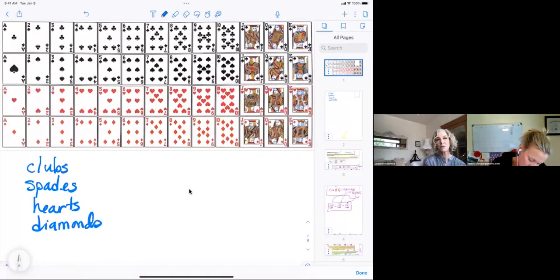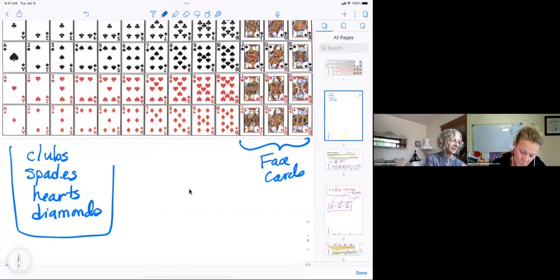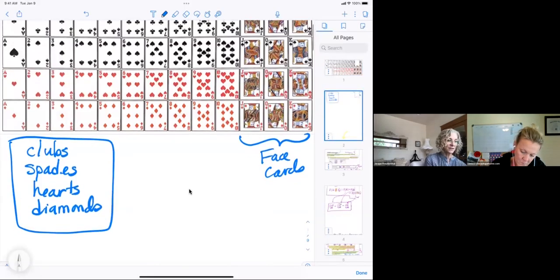Then we also know they all have ace, 2, 3, 4, 5, 6, 7, 8, 9, 10. And then you have jack, queen, king. These are called the face cards. Okay, so a miniature lesson on the basics of what the cards are. There's 52 cards in the deck.